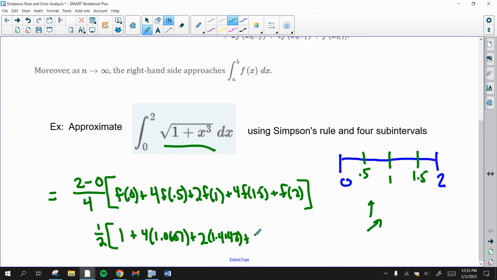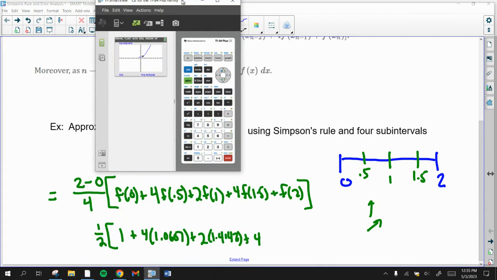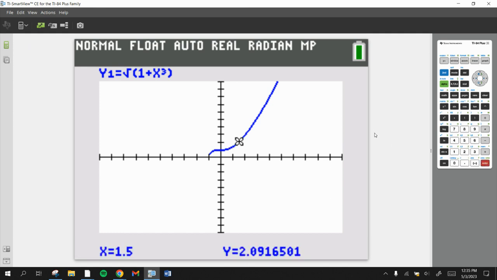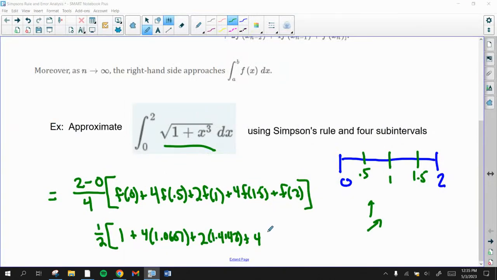and then plus 4 times f of 1.5. So now I'll just hit 1.5 and figure out what the value is. 2.0916. And finally, f of 2, which is the square root of 1 plus, this is easy, 2 cubed, this is 8, right? The square root of 1 plus 8. And now we're going to calculate that.